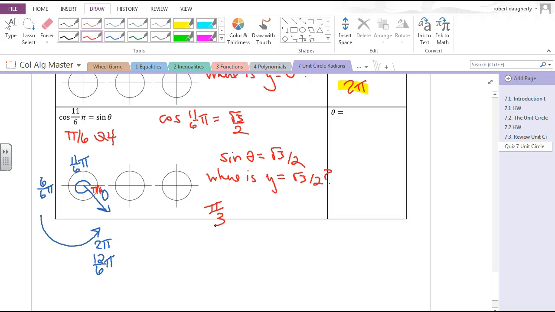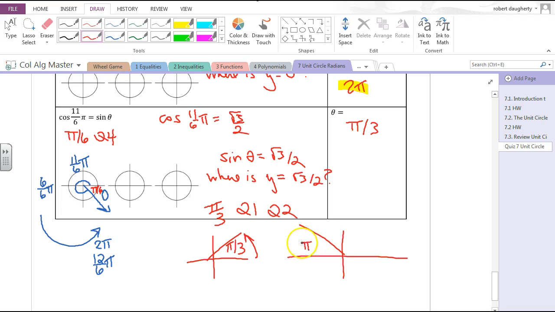Where is sine positive? Sine is positive in Q1 and Q2. So pi over 3 in quadrant 1. What is this angle from here to here? It's just pi over 3. So pi over 3 is one of your answers. In quadrant 2, if this is pi over 3, then you know that this is 0 and this is 3 over 3 pi. So the angle from here to here has to be 2 over 3 pi.